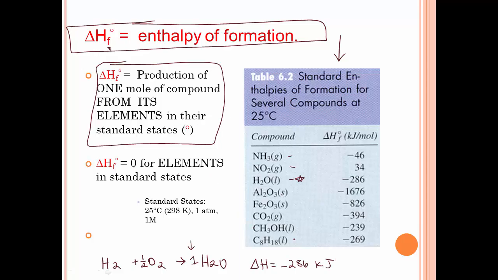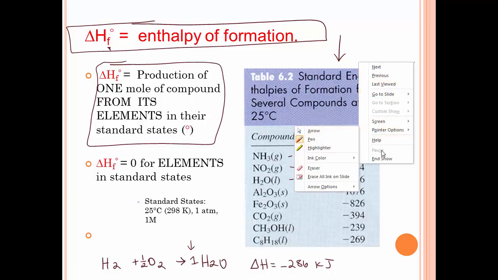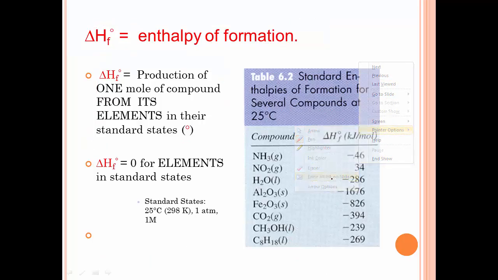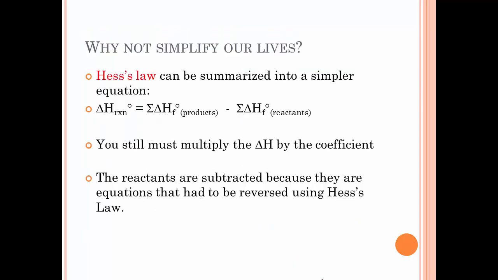You'll notice that elements are not listed in this table. You have to just know that elements are 0, because if you think about it, forming an element from its elements is going to be 0, because if we want to know the value for oxygen, well, you're going to form it from oxygen, and the delta H of that would be 0 because nothing's happening. So you simply have to know that the values for elements are 0 and they're not going to be listed.